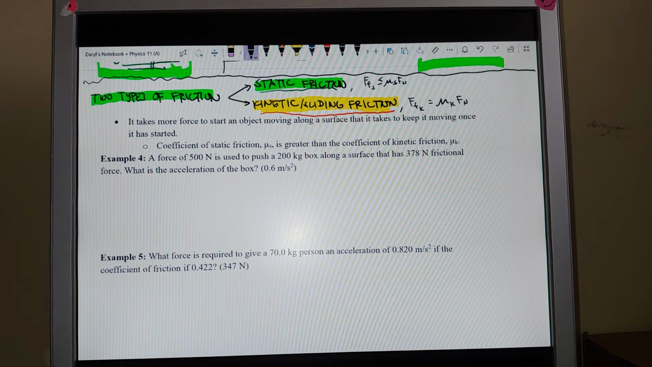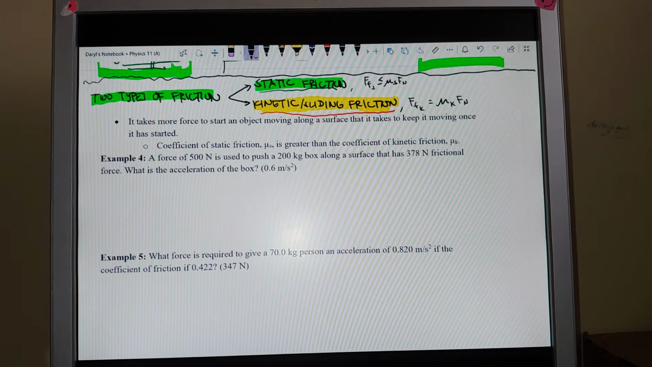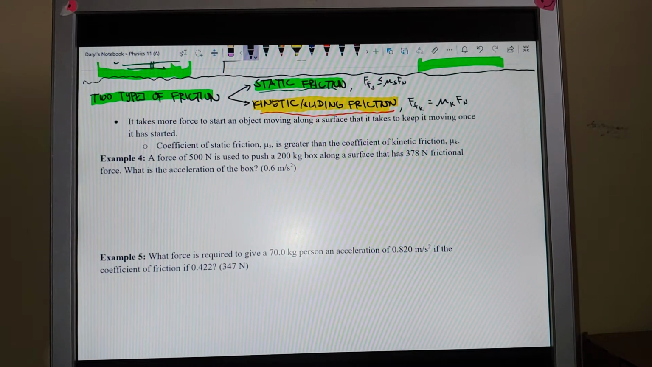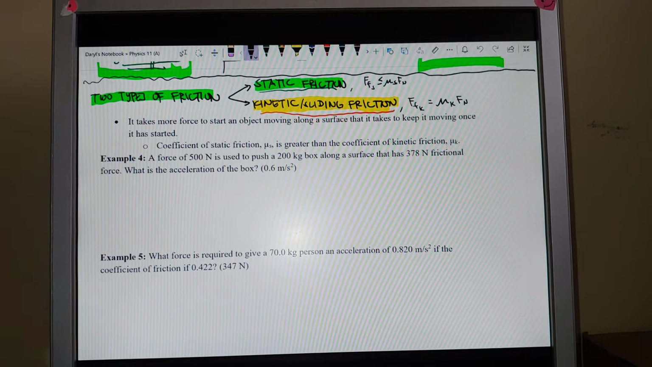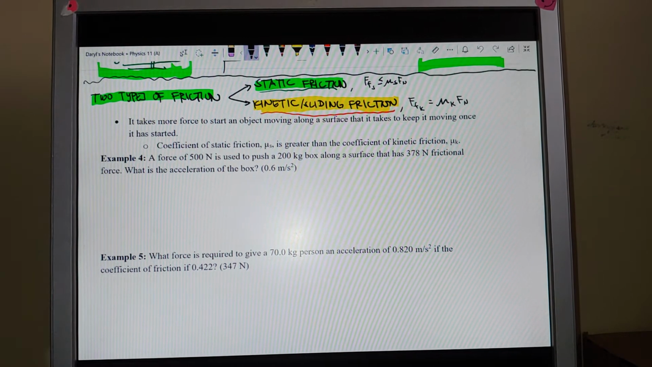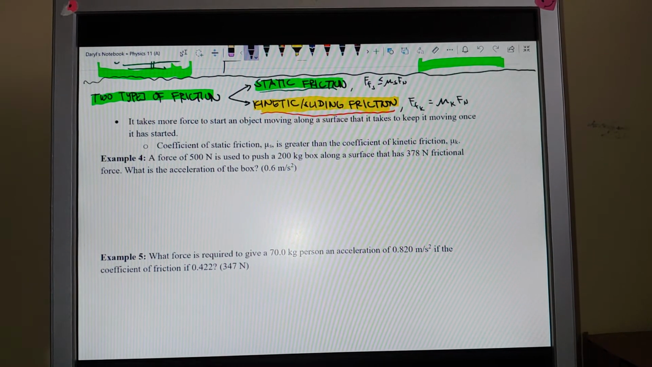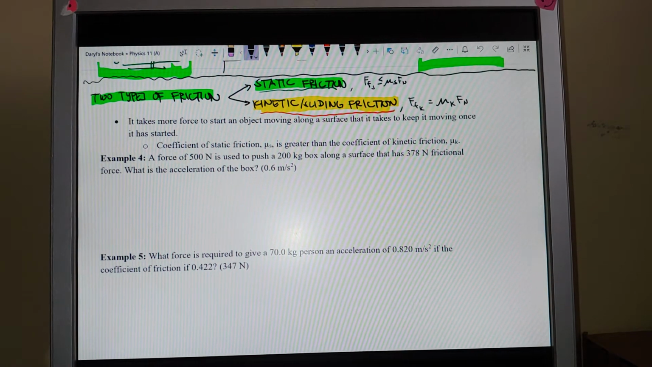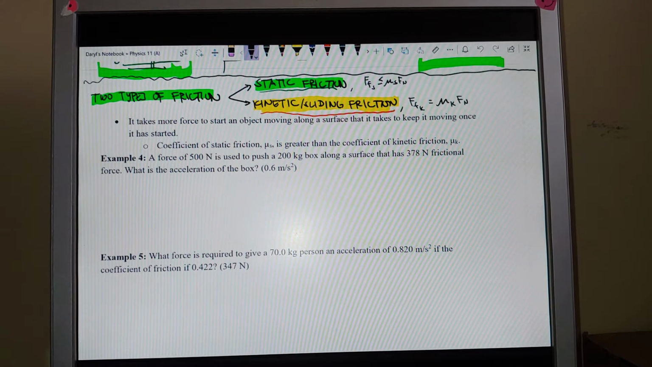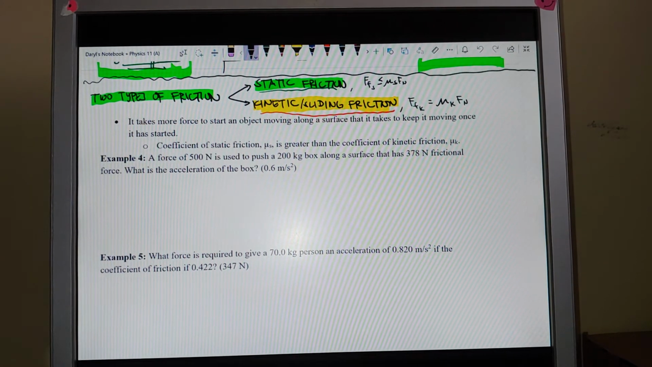So let's move on to example number four. A force of 500 Newton is used to push a 200 kilogram box along a surface that has 378 Newton frictional force. What is the acceleration of the box?